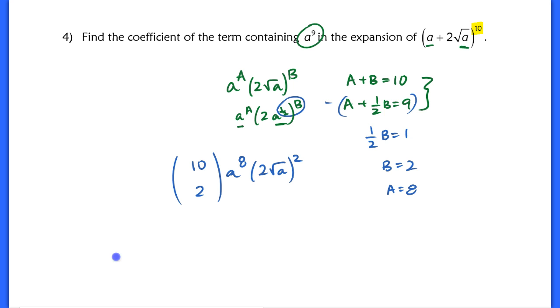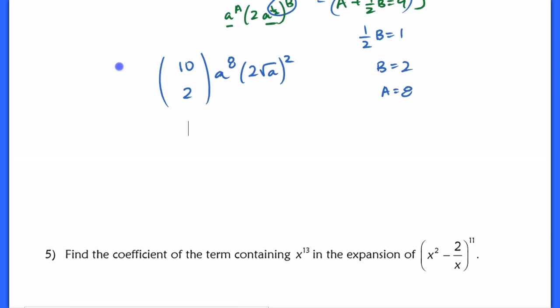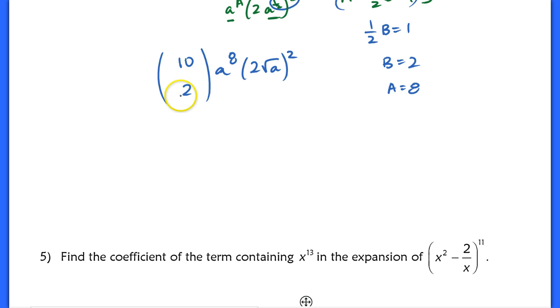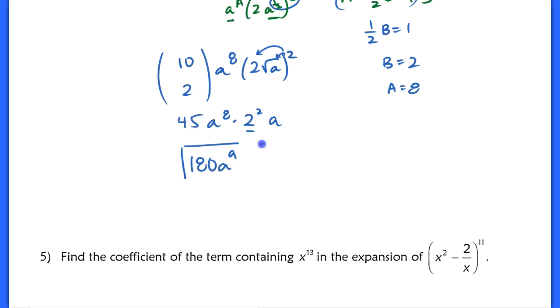So 10 choose 2. Now when we look at that, we don't want to just take 10 choose 2, which is actually 45 here, because if I simplify this whole thing out, I have 2 squared here, which is going to affect that 45. That coefficient is not just 45, and I have square root a squared also, which is going to give me a. So overall I have 4 times 45, so 180 a to the 9th would be that term. Taking the 4, multiplying by the 45, a to the 8th, and a gives me a to the 9th. So I found the term correctly.